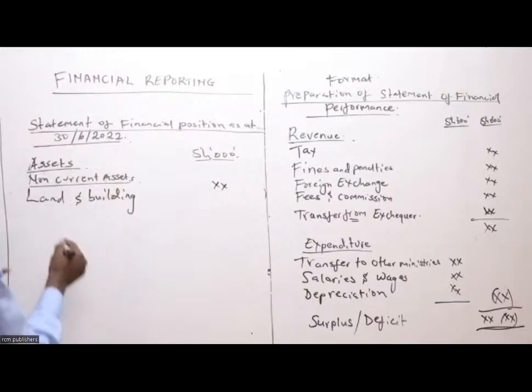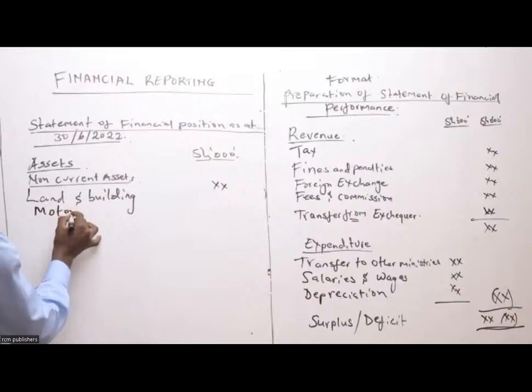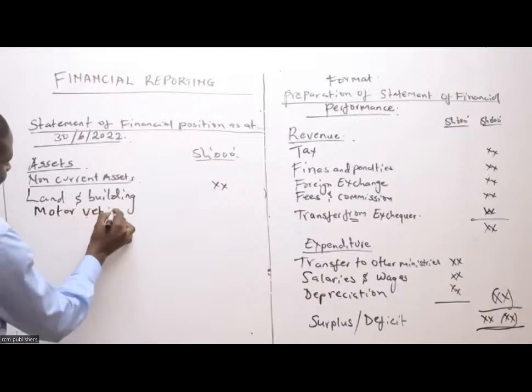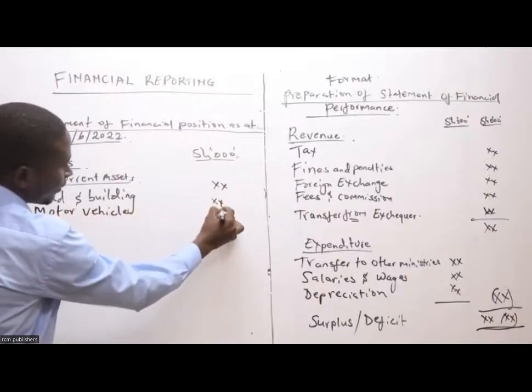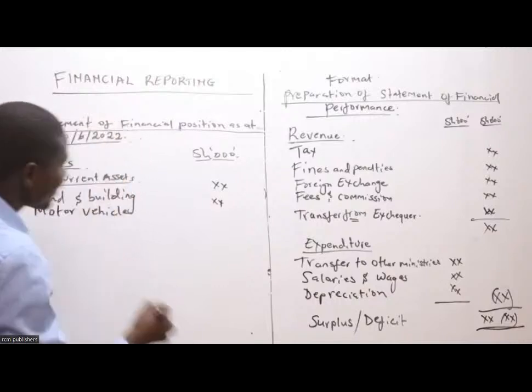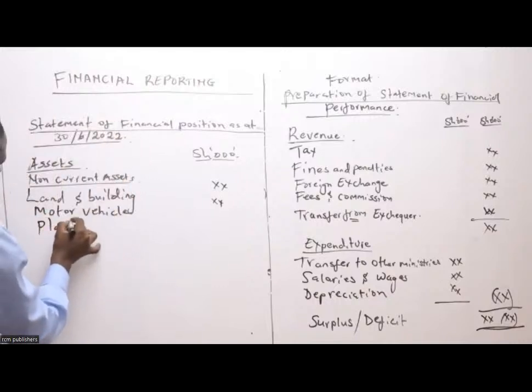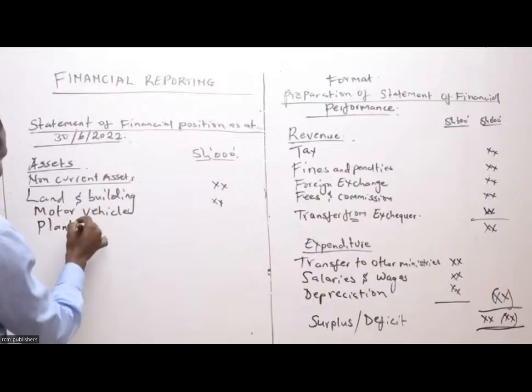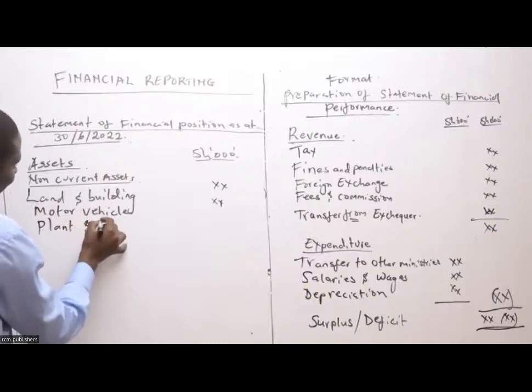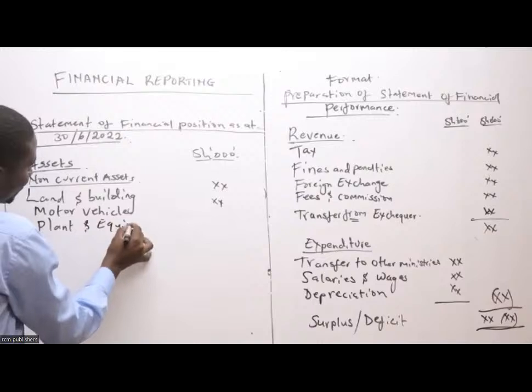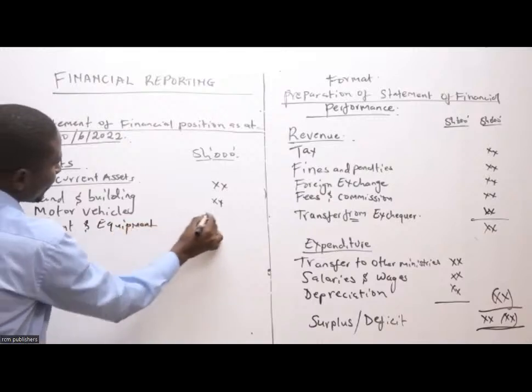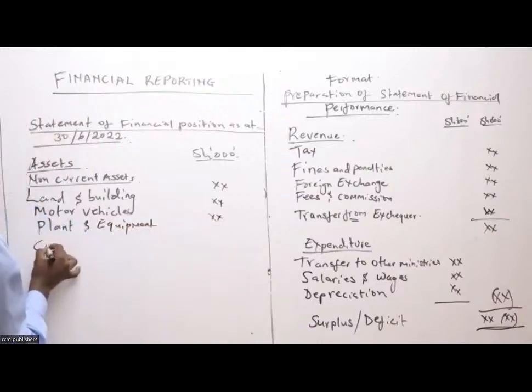Motor vehicle. Plant and equipment. This is the last one. Don't give me another one. Look for the current assets. Plant and equipment. We know them. Good. Then we go to the current assets.